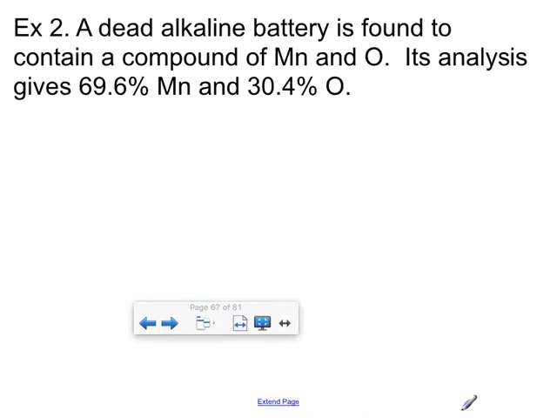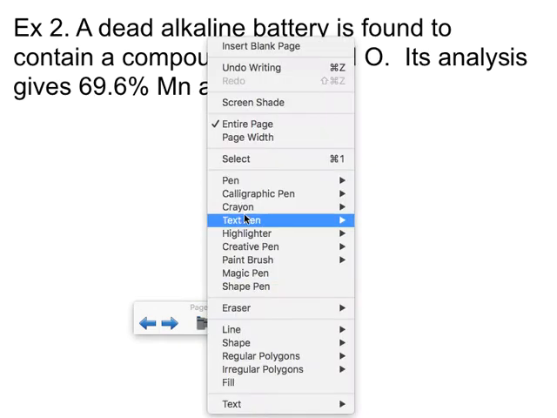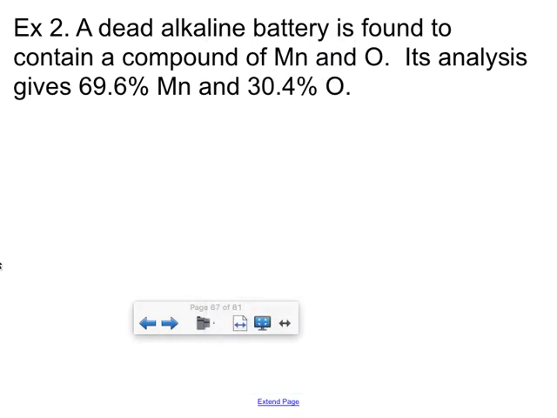All right, let's move on to another example. Change my pen to green. A dead alkaline battery is found to contain a compound of manganese and oxygen. Its analysis gives 69.6% manganese and 30.4% oxygen. Let's find the empirical formula. So the first step is you're going to assume that whatever percentage you are given for each element, that's the number of grams you have of that element.